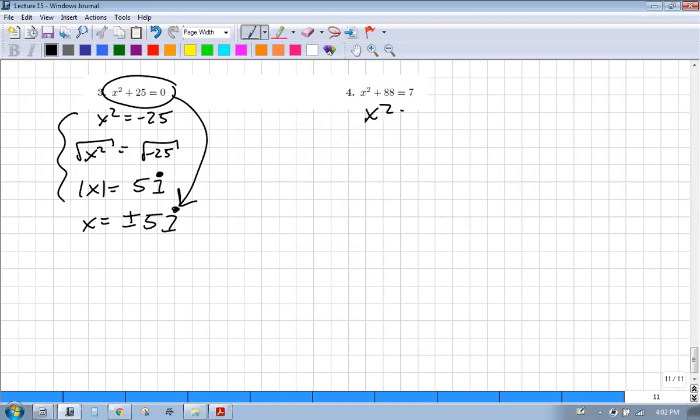So this one over here, if we subtract 88 from both sides, we get this square root. All right, square root of 81 is 9, but that minus gives us an i. So x is positive or negative 9i.